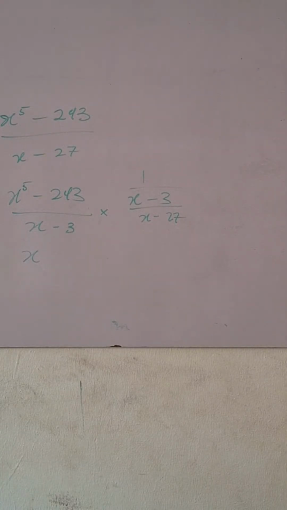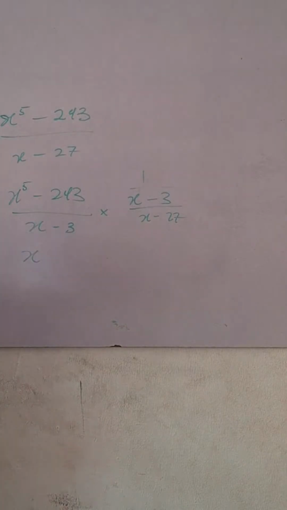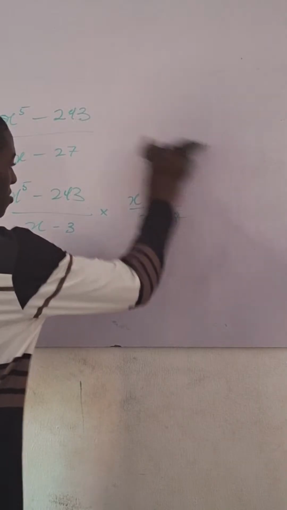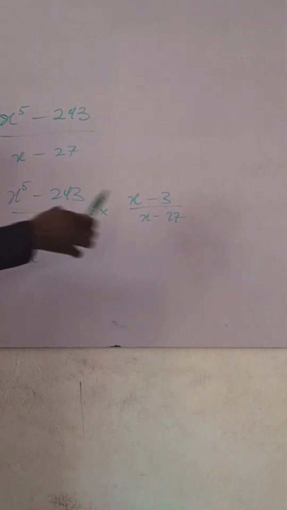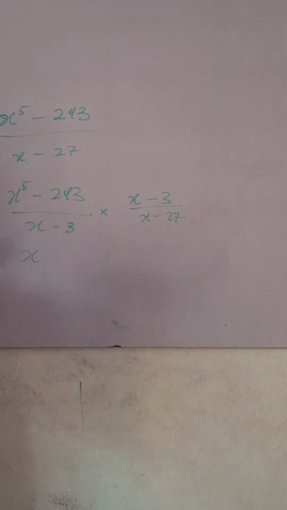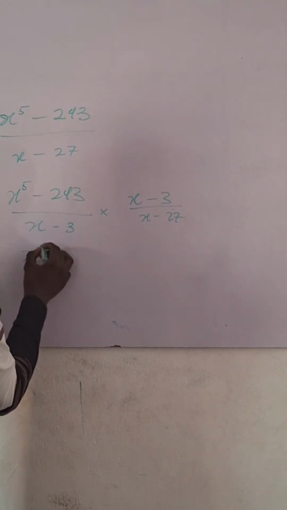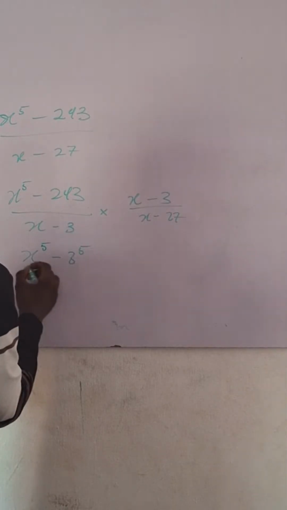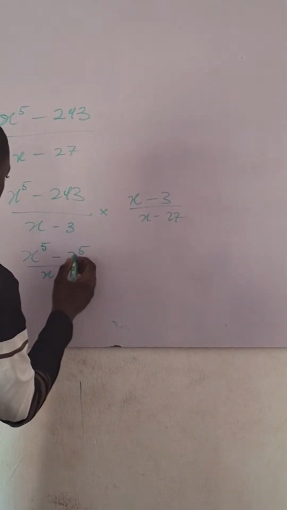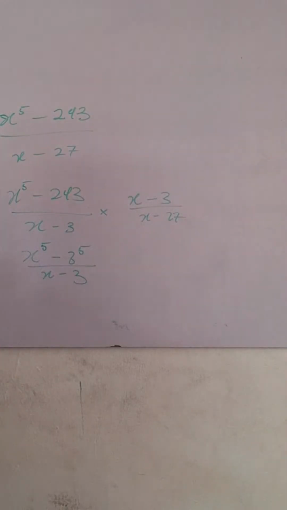Great. If you add 1 over there, the question will change. It's not that question, but as it is now, that's correct. There's no need for the reciprocal. When they eventually cancel out, you get x raised to power 5 over x minus 3. Now we can use the formula here, right?